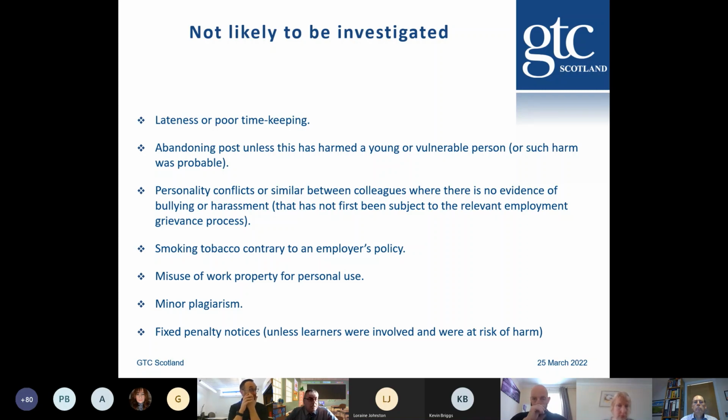We would not likely investigate smoking tobacco contrary to an employer's policy or anything else contrary to an employer's policy for that matter. Misuse of work property for personal use, minor plagiarism, and also fixed penalty notices, unless learners were involved and were at risk of harm, as we saw from the driving under the influence section that I talked about. These examples are also listed in the threshold policies, things that we would not be likely to investigate, and they're mostly issues that would be dealt with by the employer.